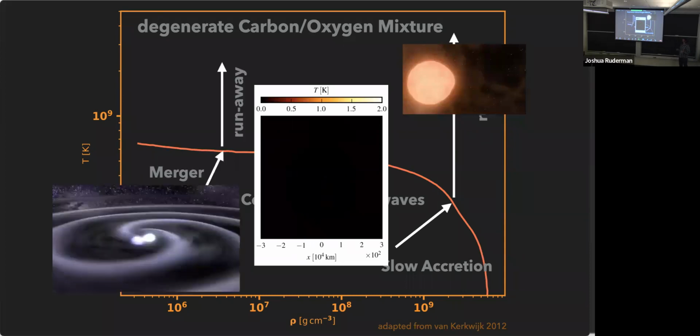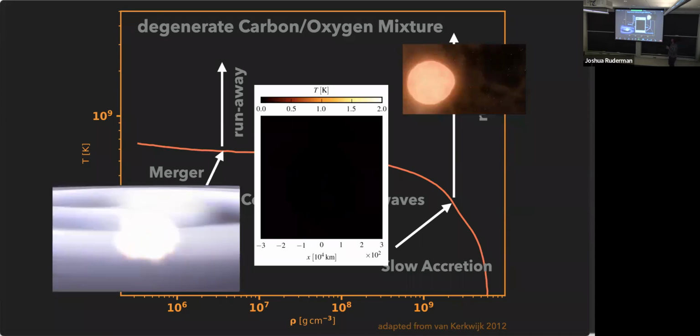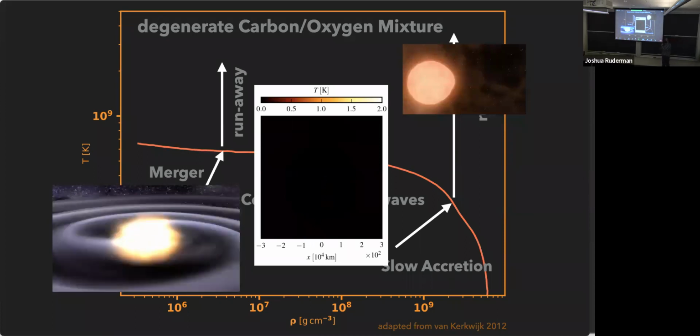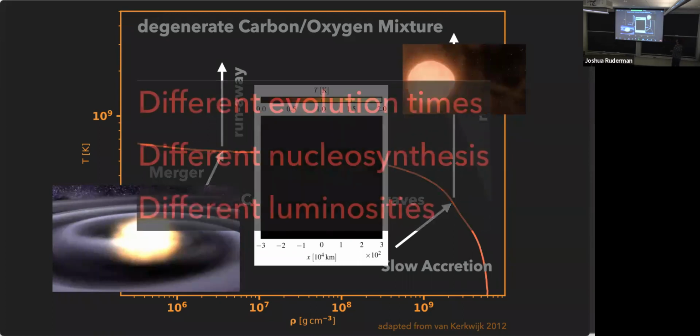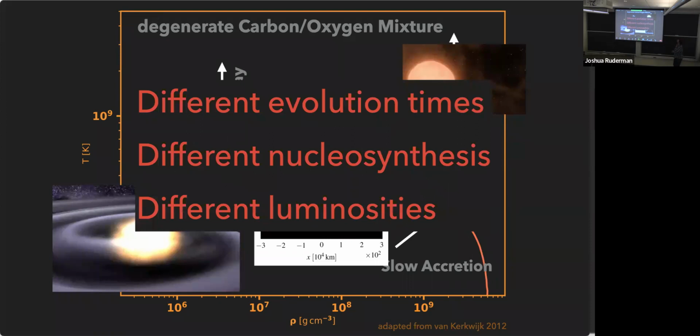And then the last one is, you can have a spiraling, and these are two white dwarfs, not to be confused with neutron stars. During that spiraling, you essentially create hotspots, and then you're at relatively low density but at high temperature, and that makes the runaway. And so why do we care? Because all of these have different evolution times, different nucleosynthesis, and different luminosities. So we understand those better. They will help us with all three pillars that I mentioned before.